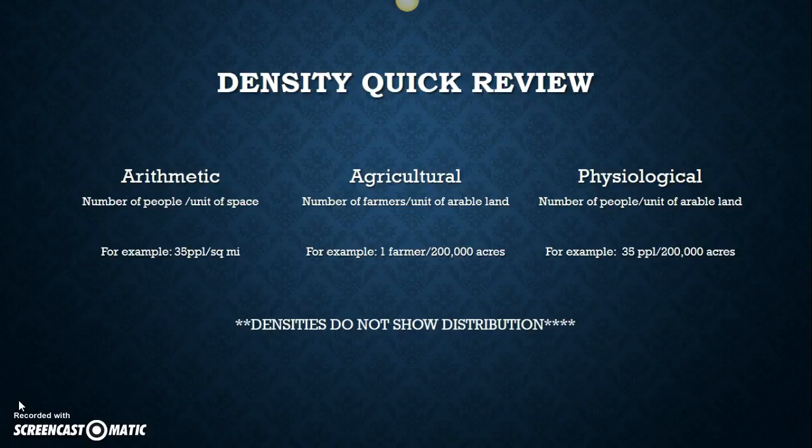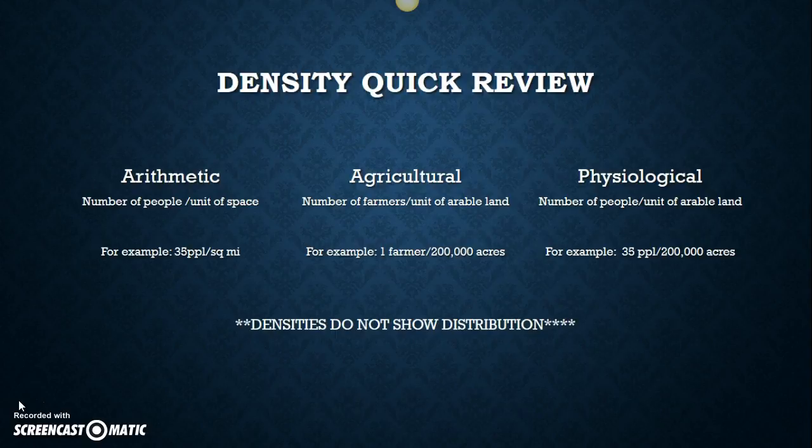And then last but not least, we're going to take the two of those and smash them together and get physiological density. How we're going to get that is the number of people in a population divided by a unit of arable land. So just using the same numbers from before, we might get 35 people for every 200,000 acres or things like that. And farms are most commonly measured in acres.